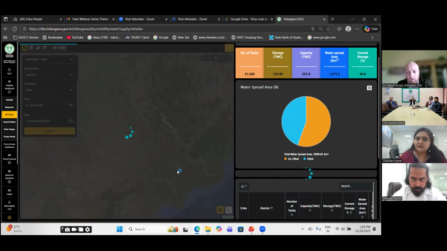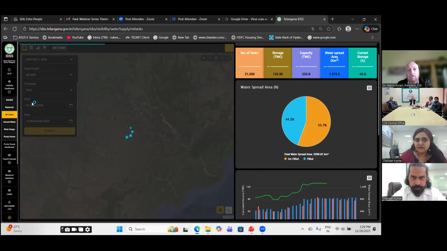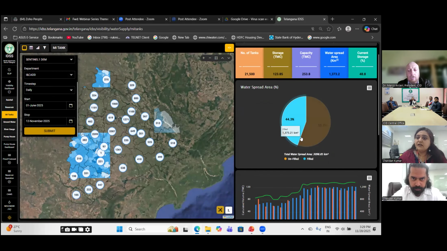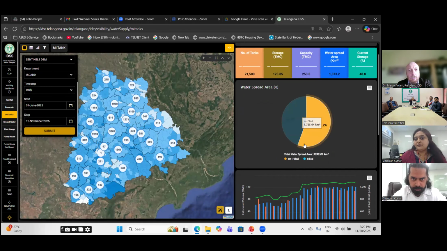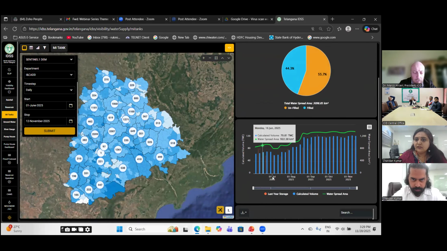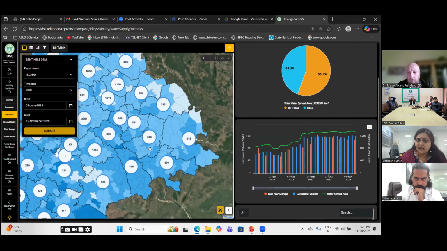So this is the number of MI tanks from this time to this time. What is the filled and unfilled water spread area can be shown in the pie chart. Now coming to this graph, if you want to understand the number of MI tanks, what is the actual water spread area, and for that water spread area, how much volume is there in that particular tank. So this kind of information for every tank is being shown.